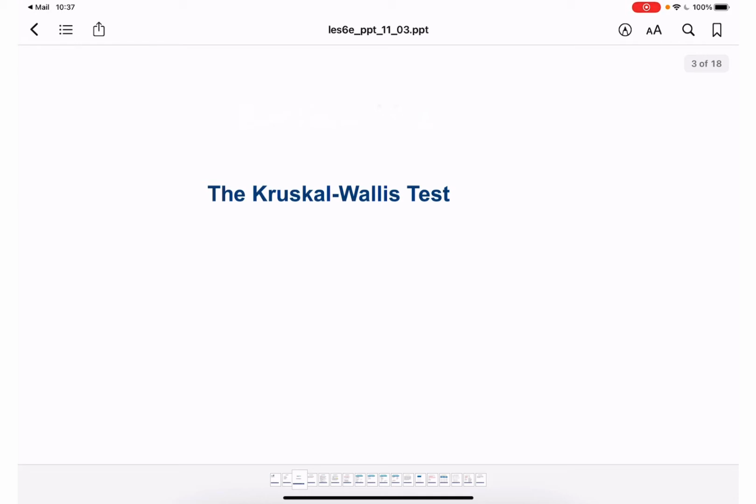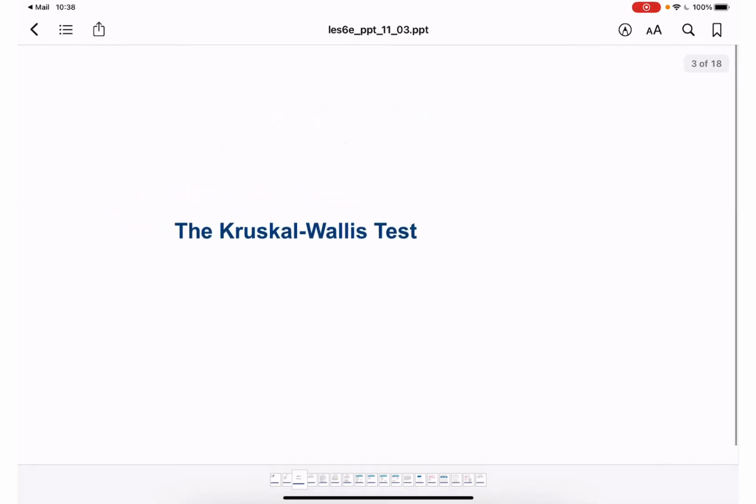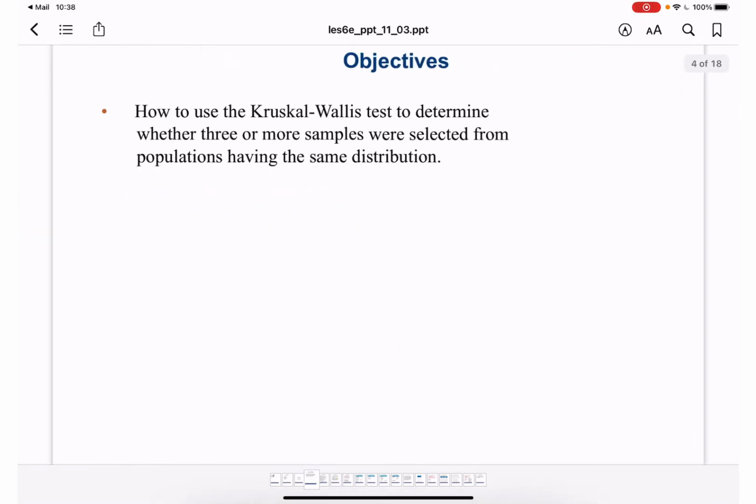But you can't always be so lucky as to verify that the population is normal. In such cases, you are going to use the Kruskal-Wallis test. So when we don't know that populations are normal, we are doing the same thing as the one-way ANOVA technique, and we compare 3 or more populations. That's what the Kruskal-Wallis test does.